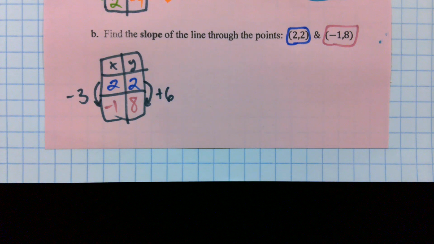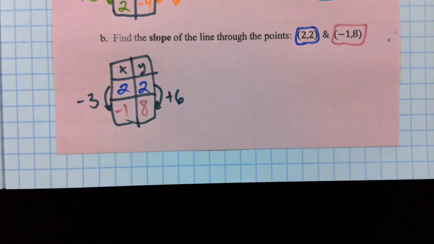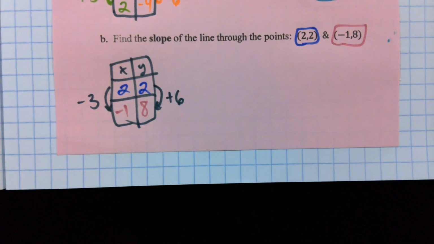From 2 to 8, I thought it was 4. Oh, you're thinking multiplication. We've got to think adding.